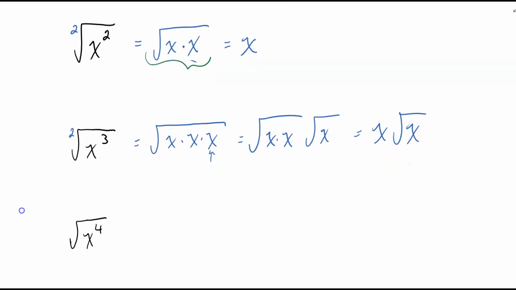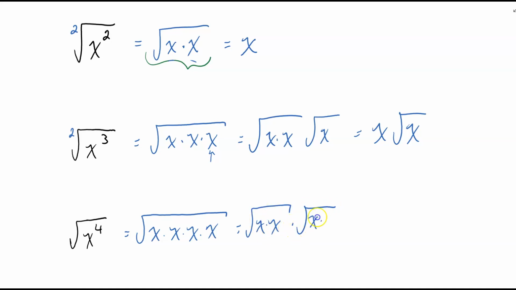When we move down to the square root of x to the 4, well, that can be x times x times x times x. To simplify that, that's x times x times x times x. Oh, look at those two, both perfect squares. The square root of this one is x. The square root of the second one is x. So therefore, the square root of x to the 4 is equal to x squared.